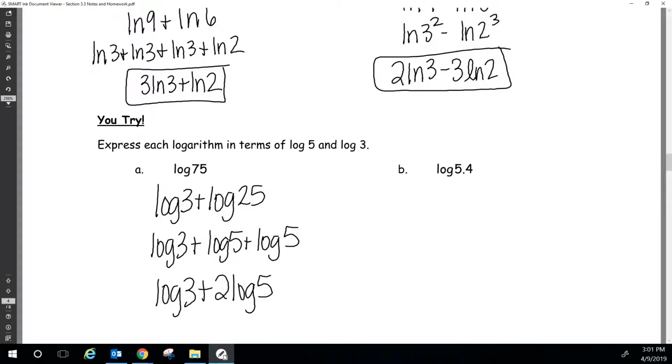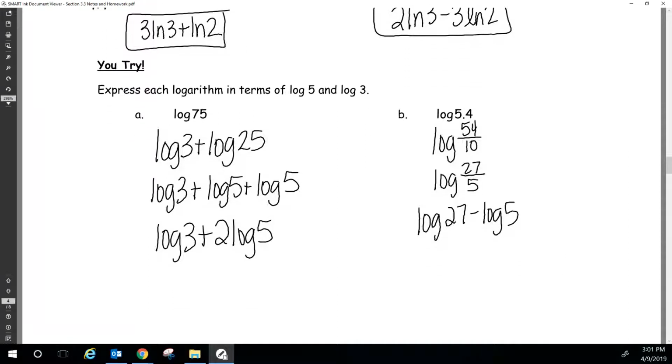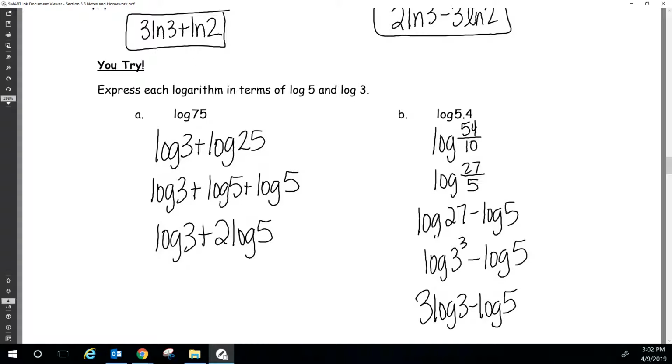For B, it's log of 5.4. Well, that would be the same thing as 54 divided by 10, which reduces down actually to 27 divided by 5, because 2 goes into 10 5 times. And so that's log 27 minus log 5, because it's division here, we're going to subtract. And 27 would be log of 3 cubed. Last step would be moving that 3 down in front. So 3 log 3 minus log 5.